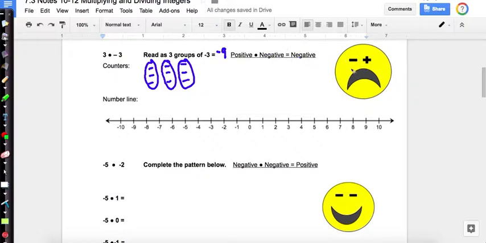So what I like to tell people is one of my students gave me a black eye. And if one of my students gave me a black eye, it would make me very sad. Okay, so a negative times a positive is a negative.